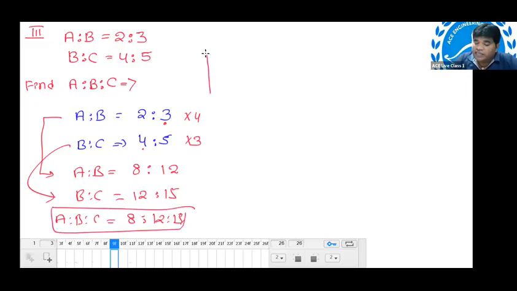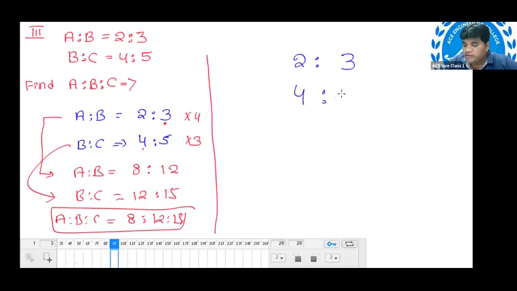This is actually the second, third and fourth class method, but this is the 6th and 7th class method. Look at the board, all of you. Look at 2 is to 3, and 4 is to 5.